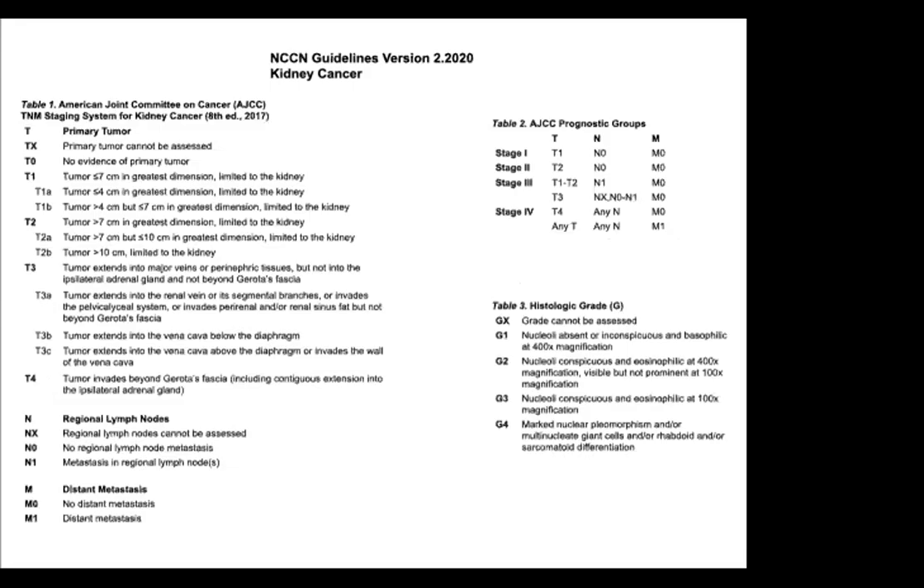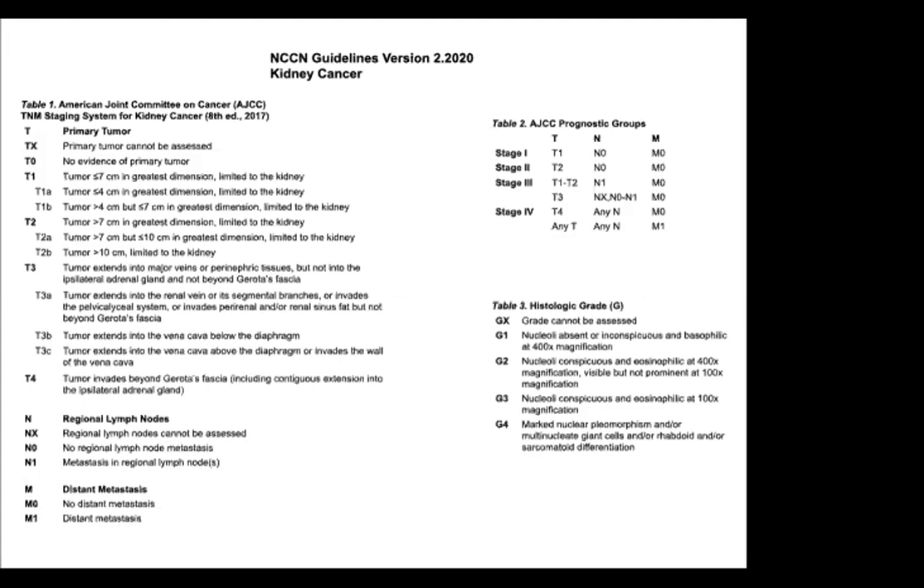So this is your NCCN guidelines version 2, 2020, for kidney cancer. So for TX, the primary tumor cannot be assessed. T1, the tumor is less than or equal to 7 cm in greatest dimension but is limited to the kidney.